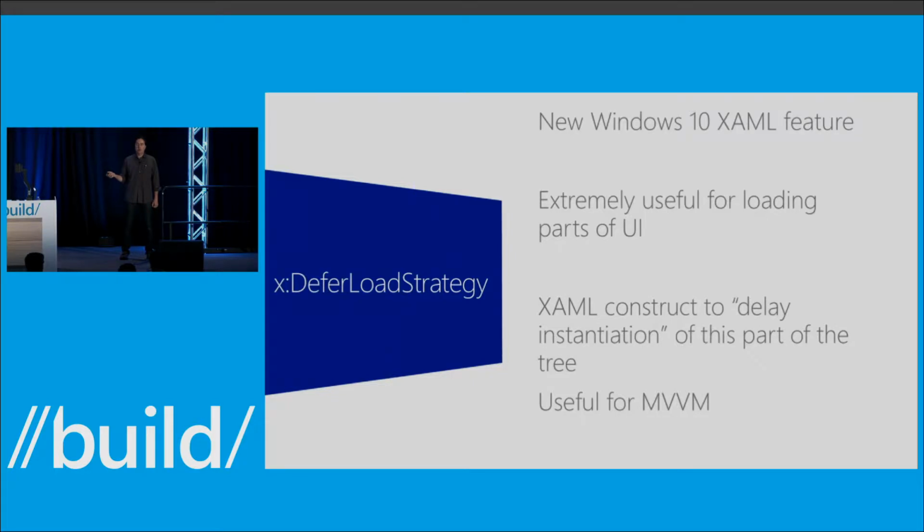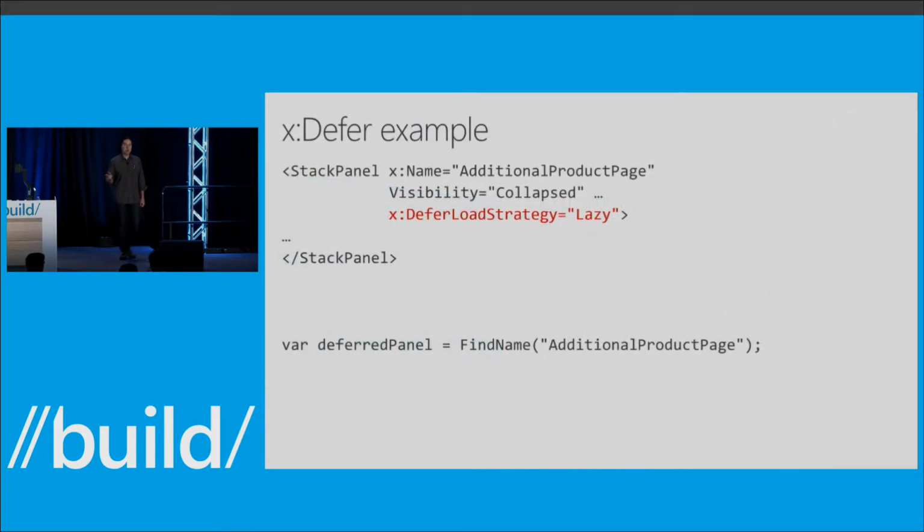So how does this work? Here's a sample in markup. I have a stack panel with a name on it, and I'm saying x:DeferLoadStrategy equals Lazy. That's an instruction to our parser saying, when you encounter this, just read over this element tree and don't create anything inside. Later on in my application, when I need to instantiate that tree, I just do a FindName on the named additional product page, and that whole subtree gets instantiated. Very powerful, very simple. It's a huge gain for performance.